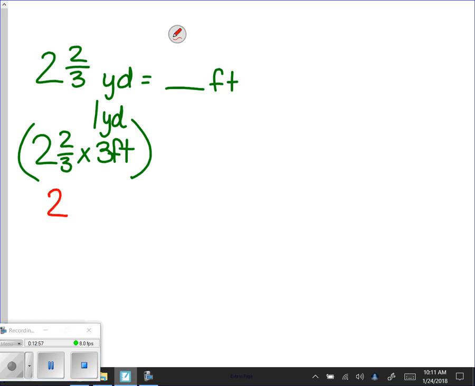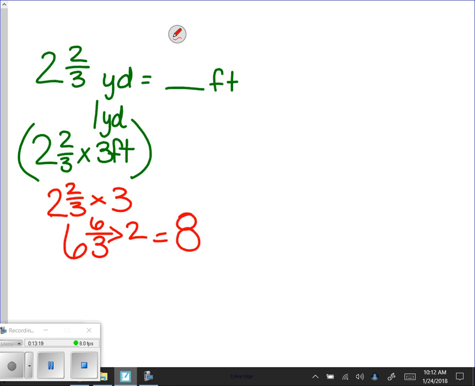2 2/3 times 3. 3 times 2, 6. 3 times 2, 6/3. 6/3 is improper. So that makes 2. 6 plus 2, 8. So you ended up with 6 6/3. 3 times 2, 3 times 2. So you have 6 6/3. This becomes 2. 6 plus 2 is 8.